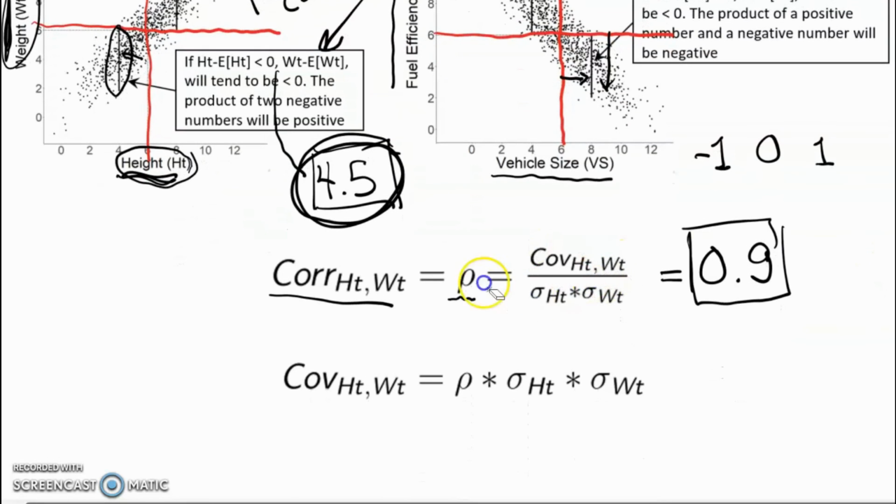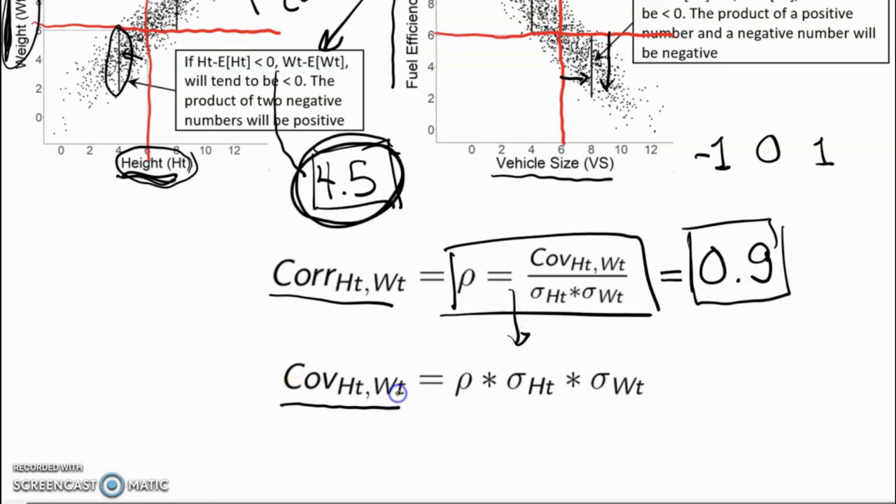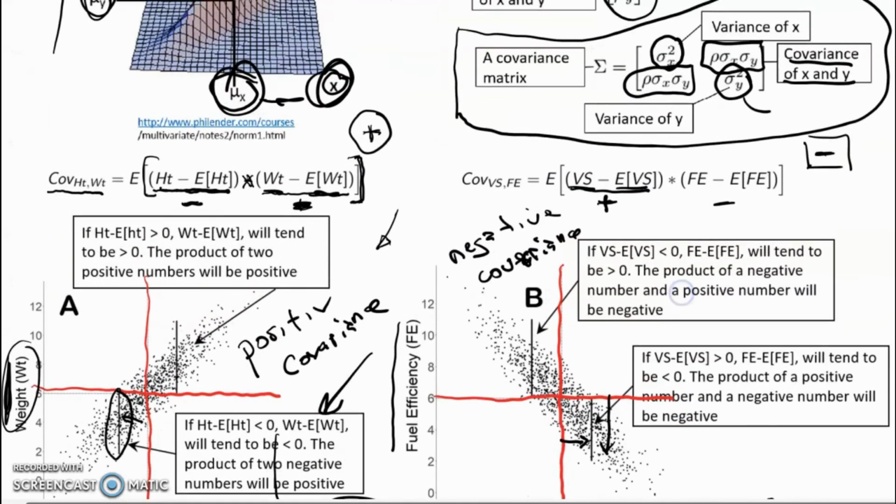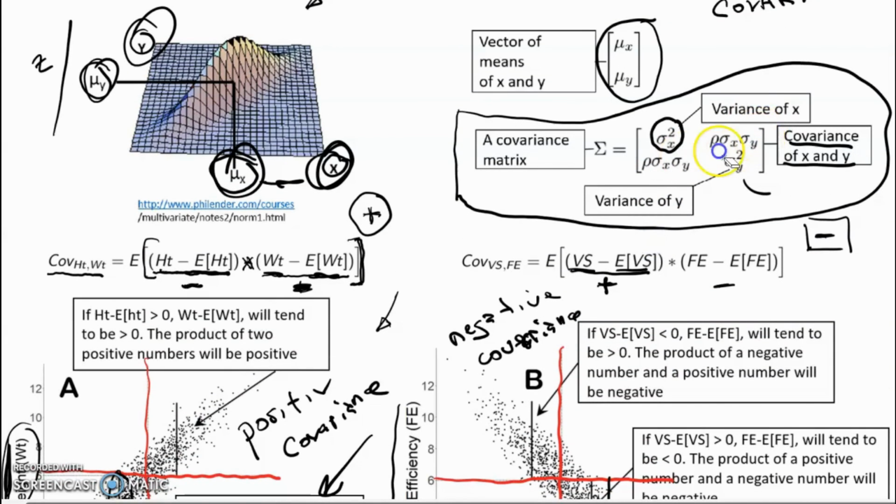So we've got this formula, and we can take this formula and we can just rearrange it. So I just rearrange this formula, and what we get is the covariance between height and weight is equal to the correlation coefficient rho multiplied by the standard deviation of height multiplied by the standard deviation of weight. And that's exactly what we have in these two corners. So that's just an overview of this concept of covariance and the covariance matrix.